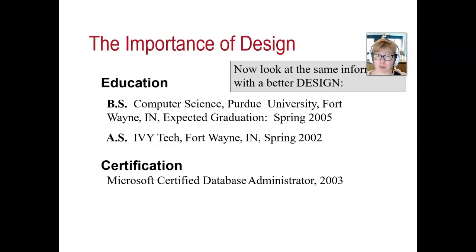Suddenly, it is skimmable. You can look very quickly to see that this person has 2 degrees, an associate's and a bachelor's, and a certification. You don't have to read the whole paragraph. You can skim it. It's much easier to take in and digest.